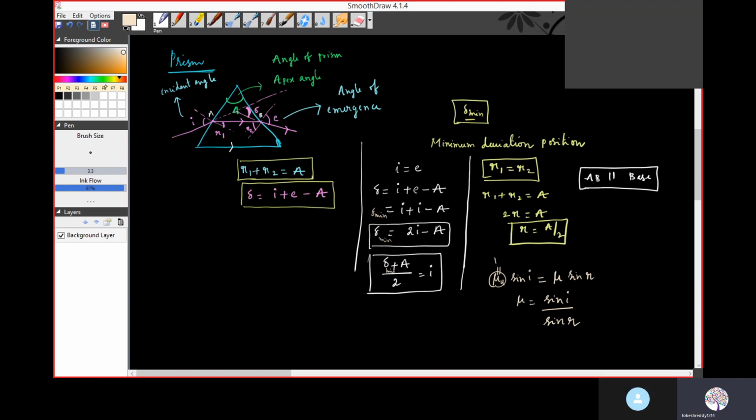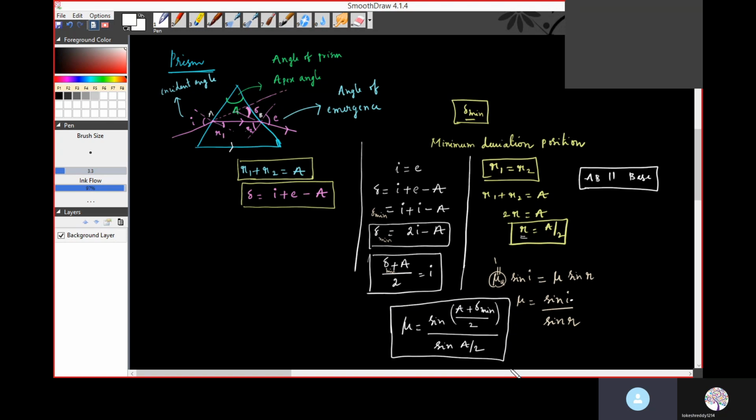So I can write mu is equal to sine, in place of I we substitute A plus delta minimum by 2, divided by sin R. R is nothing but A by 2, so it is sine of A by 2. So this is the formula for minimum deviation.